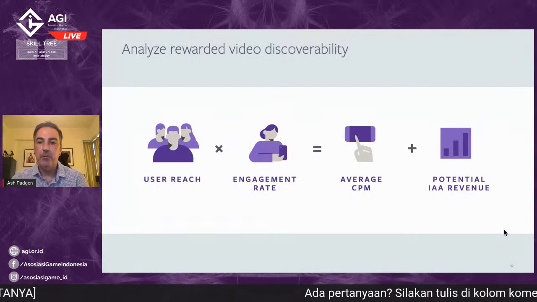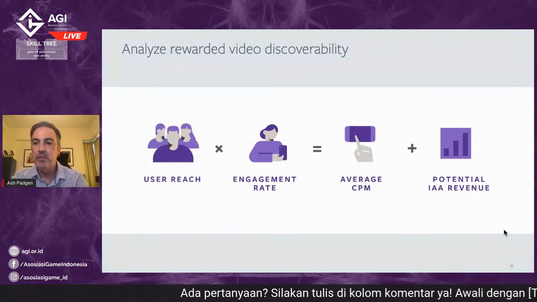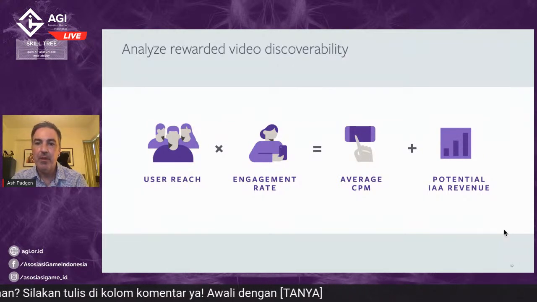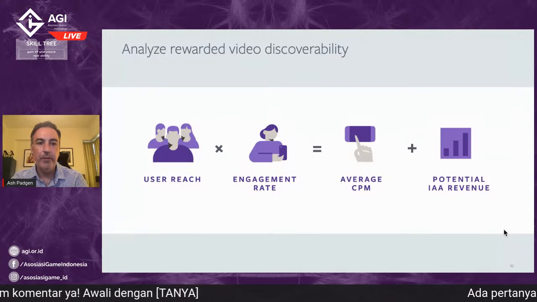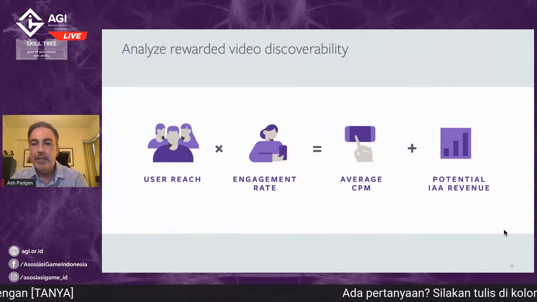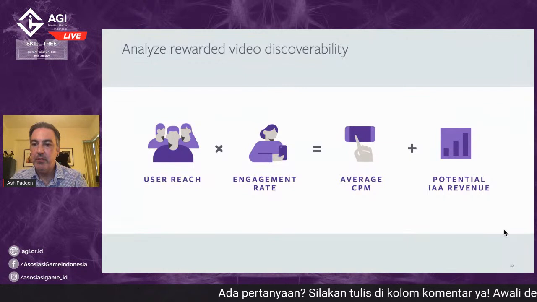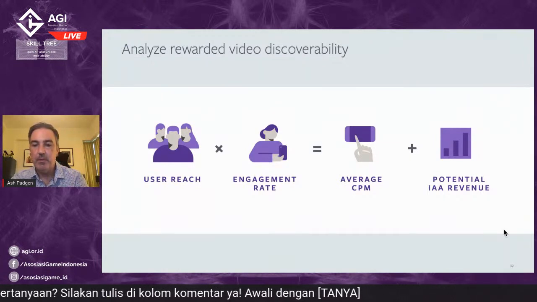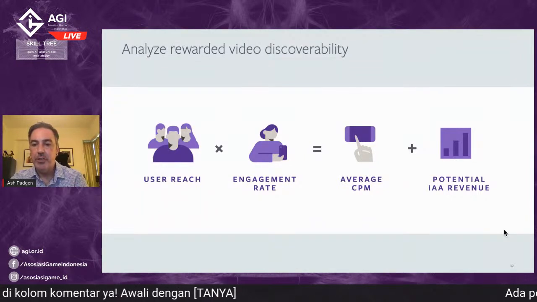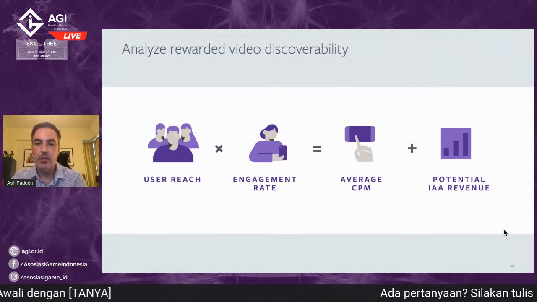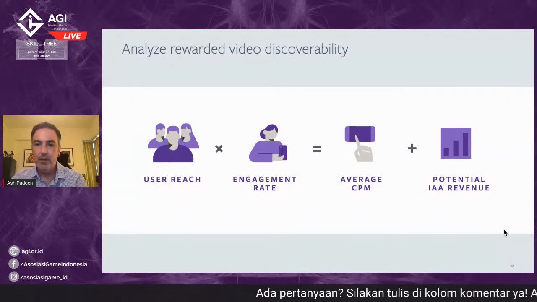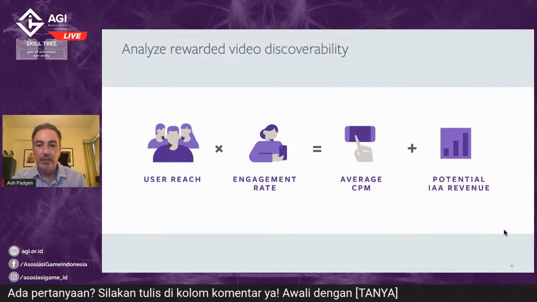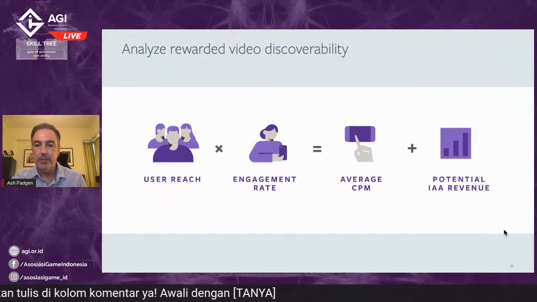Once you know how many users will reach the section you've chosen to place your ad, we suggest you use benchmarks to analyze the potential engagement rate for your entry point. This is called the rewarded video discoverability analysis. To identify your potential ad revenue, consider your user reach, the engagement rate, and the average CPMs. Although you can't control average CPM, you can adjust user interactions to help increase CPM. After your first ad iteration, you should definitely continue to analyze and find ways to improve ad discoverability.